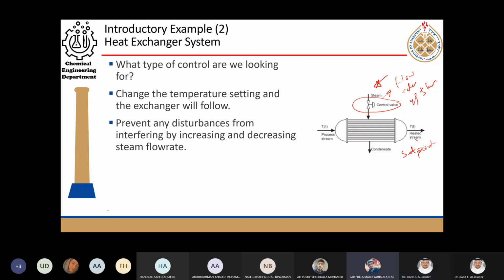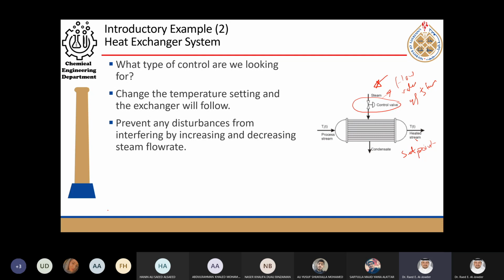The inlet temperature and flow rate of the process fluid. Inlet temperature and flow rate. Any other thing you could think of? Any other people? Come on, guys. Participate. Make it two-way. Don't just limit yourself to listening. Think of other variables. Yeah, adjusting the control valve will do the magic of controlling the exit temperature, adjusting the control valve of steam.